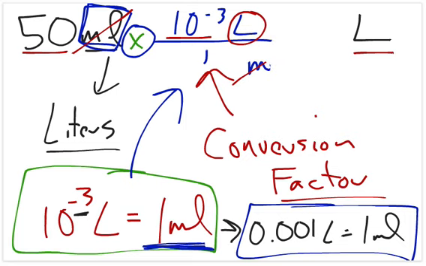And if I make myself some room here, I have an answer of 50 times 10 to the negative third. That's all I really need, right? But what would it be? 0.05 liters, or 5 times 10 to the negative second, if you want that as well. Either way, doesn't matter. Let's do some more, though.